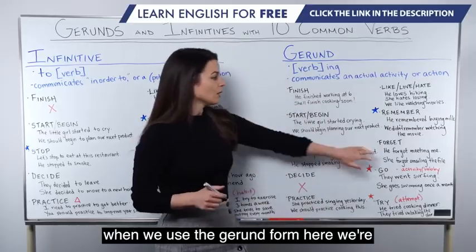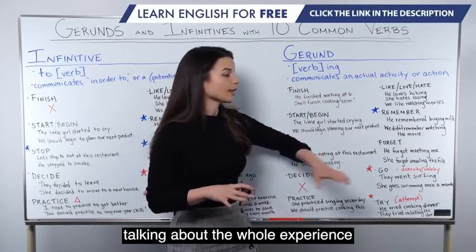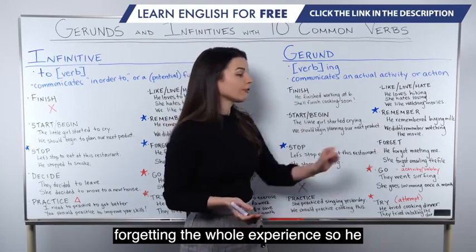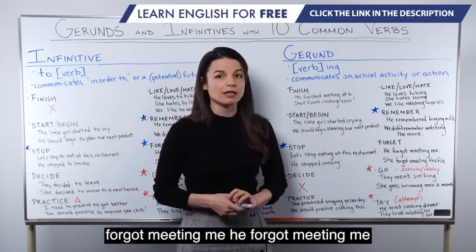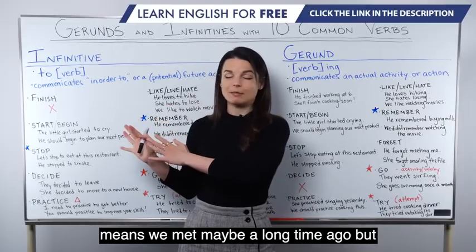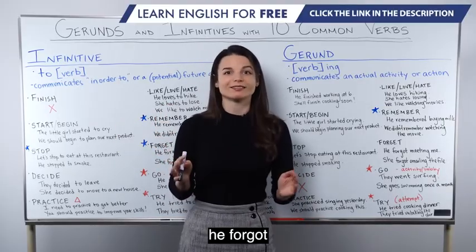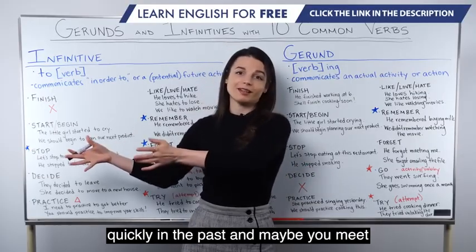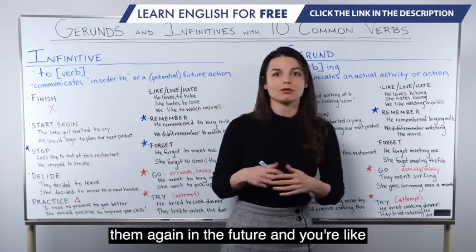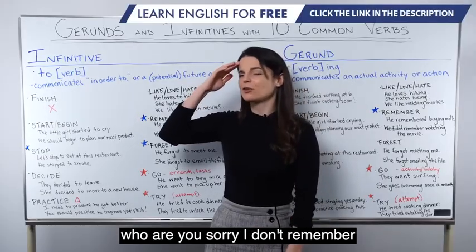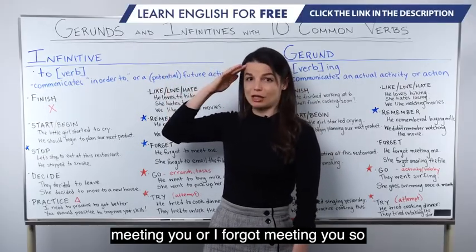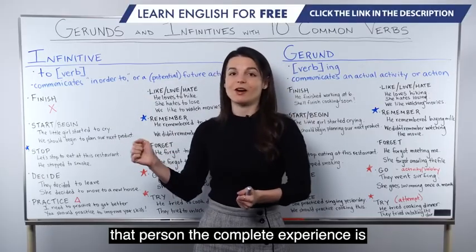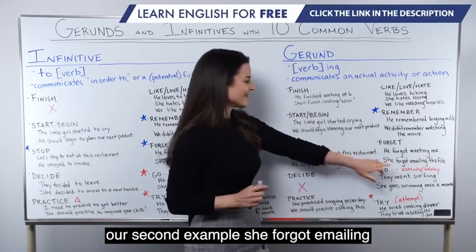On the other hand, when we use the gerund form here, we're talking about the whole experience, forgetting the whole experience. So, he forgot meeting me. He forgot meeting me means we met maybe a long time ago, but he forgot. So this has probably happened to many people. You meet someone one time very quickly in the past, and maybe you meet them again in the future, and you're like, who are you? Sorry, I don't remember meeting you, or I forgot meeting you. So this means the experience of meeting that person, the complete experience is gone. You forgot about that.